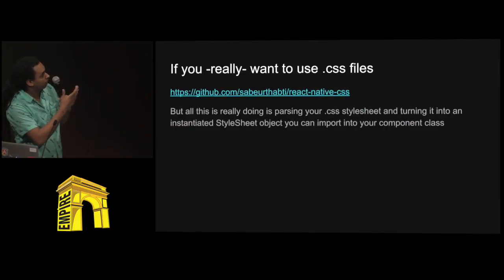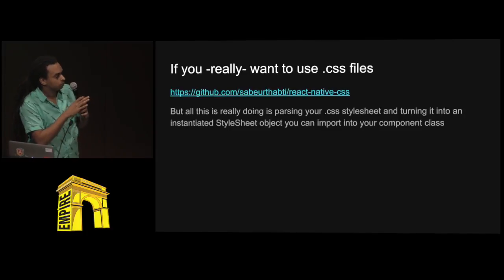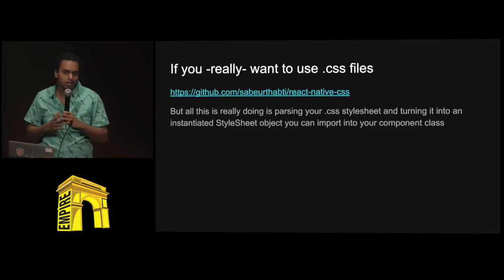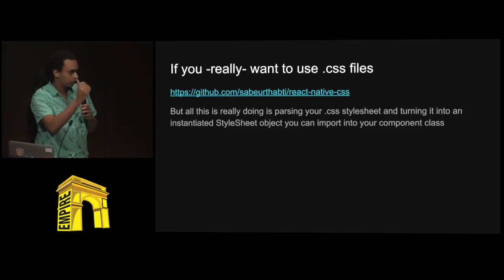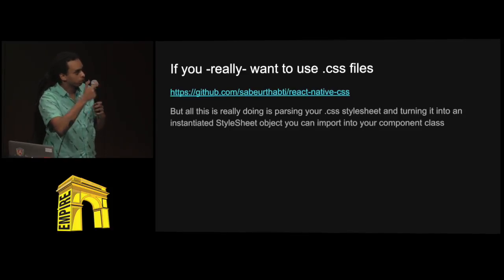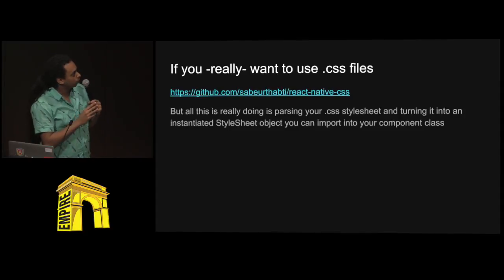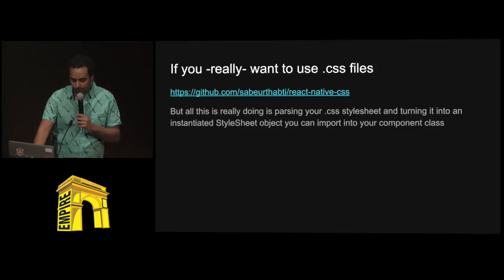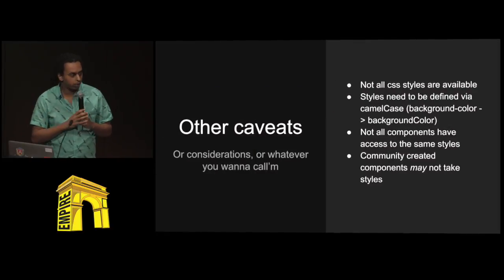If you really do want to use a CSS file, you can use this cool library I found where you can basically write CSS files and have it translate into those objects. It's not real CSS. Again, what you're doing is you're writing your CSS files, and then this cool little library reads those files and converts it directly into a StyleSheet object. So it's maybe not super useful unless you want to separate concerns visually. But there are a few other caveats.